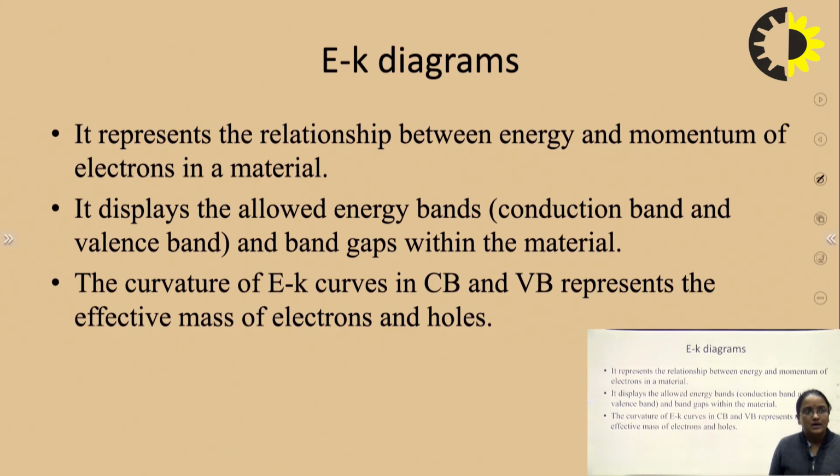EK diagram is. The EK diagram represents the relationship between the energy and the momentum of an electron in a material. It displays the allowed energy bands, that is your conduction band and the valence band, and the band gaps within the material. The curvature of the EK curve in the conduction band and the valence band represents the effective mass of the electrons and the holes.